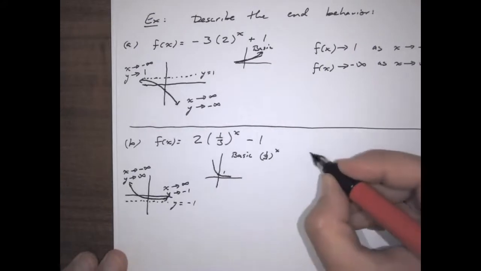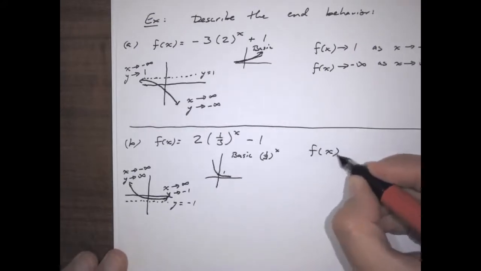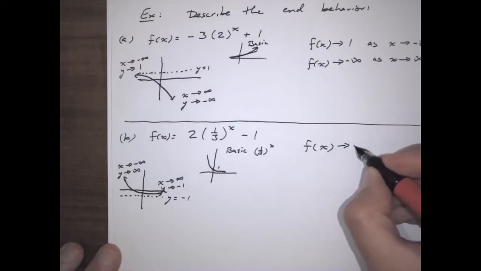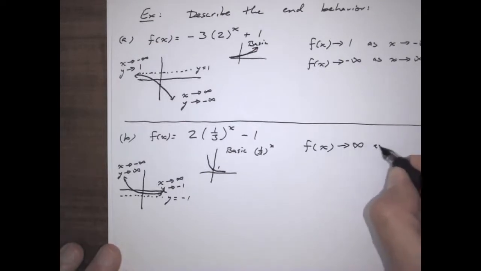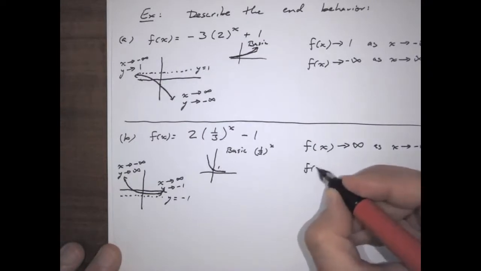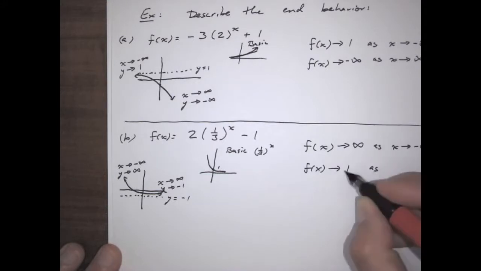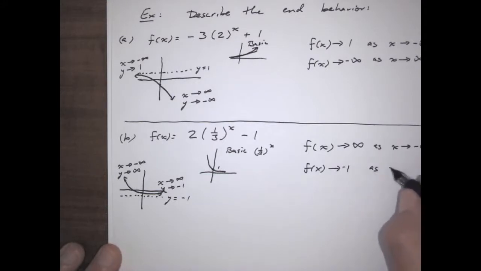It's leveling off. So we can sum that all up by saying f of x goes to positive infinity as x goes to negative infinity, and we can say f of x approaches -1 as x goes to positive infinity.